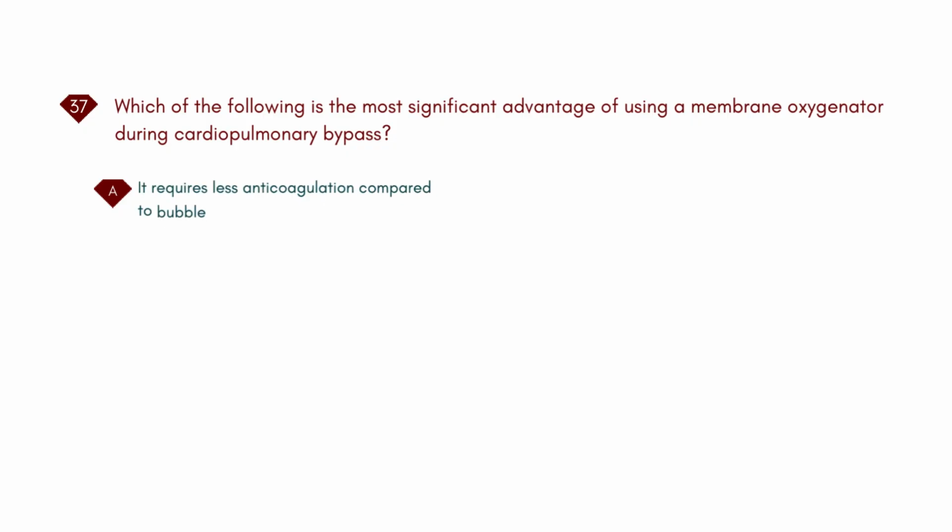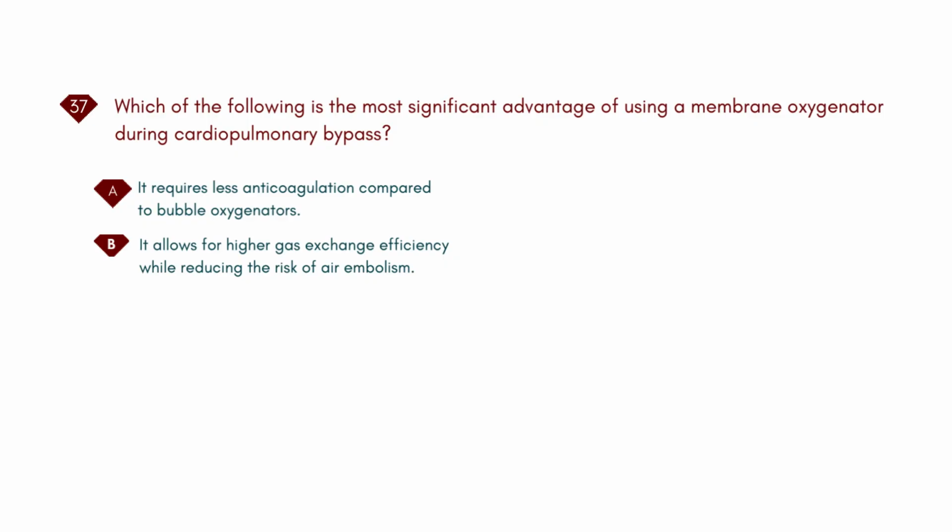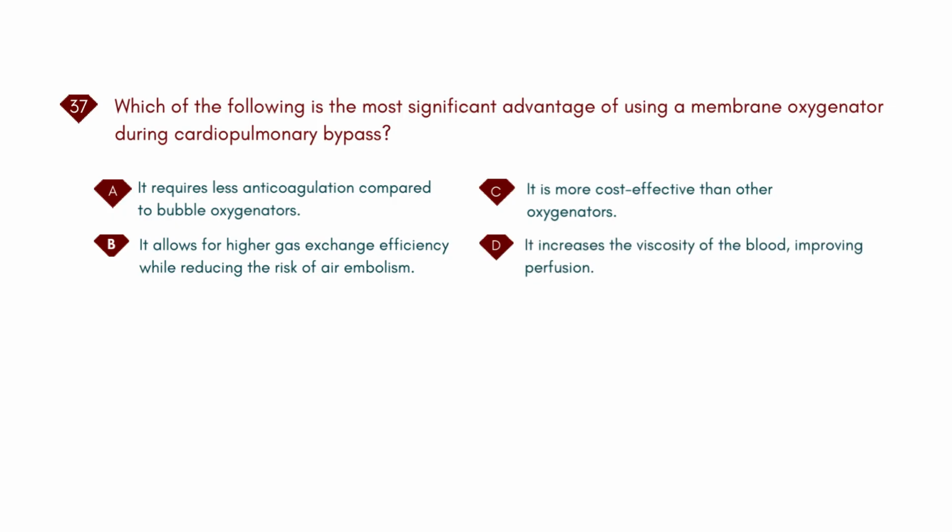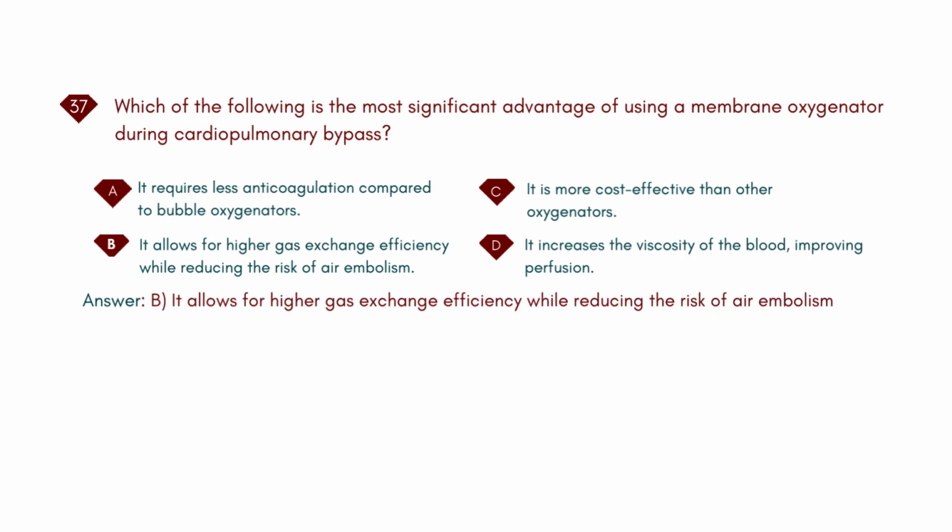A. It requires less anticoagulation compared to bubble oxygenators. B. It allows for higher gas exchange efficiency while reducing the risk of air embolism. C. It is more cost-effective than other oxygenators. D. It increases the viscosity of the blood, improving perfusion. Answer: B. It allows for higher gas exchange efficiency while reducing the risk of air embolism.